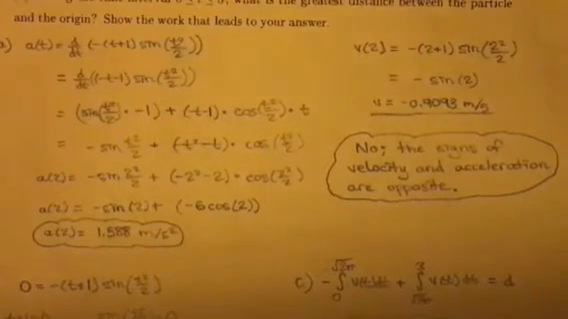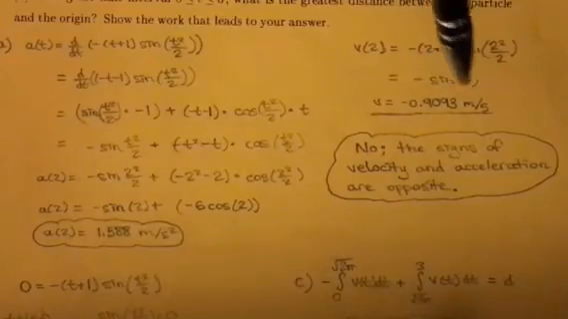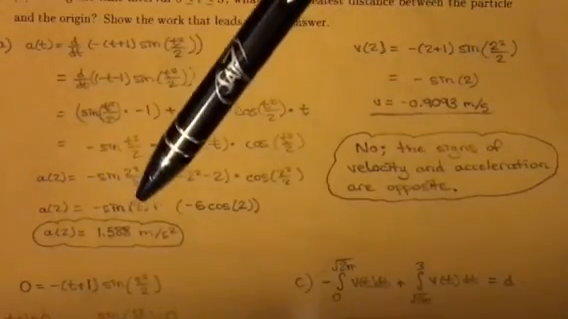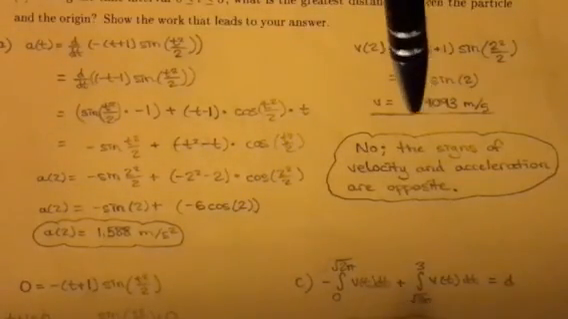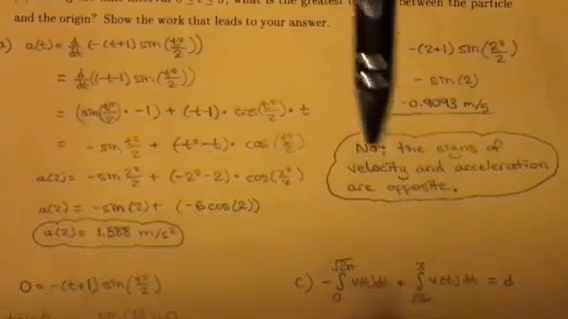And so I solved for velocity at time t equals 2 with the original equation given and got the velocity equals negative 0.9093 meters per second. And velocity is negative, as you can see, and acceleration is positive, so they have opposite signs. And because they have opposite signs, the particle is therefore not speeding up.